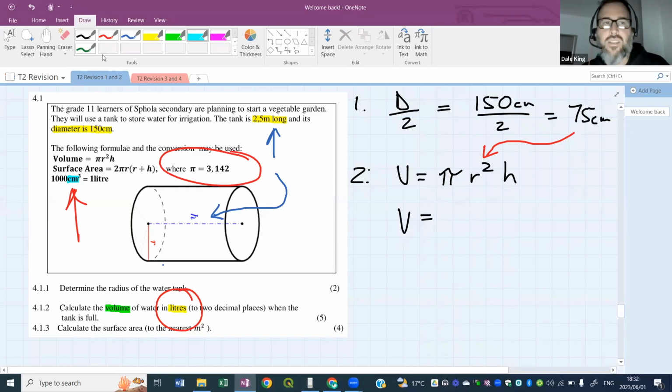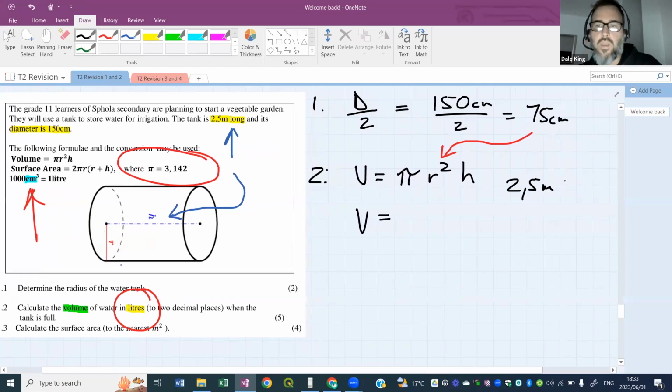So I suggest, you don't have to, you can work it out the other way, but I suggest you change all your units to centimeters before you put it into the formula, because we need centimeters in this conversion after. So change everything to centimeters before you put it into the formula. All right. So the 2,5 meters, we'll do it down here on the side, 2,5 meters, change that into centimeters. All right. By multiplying.